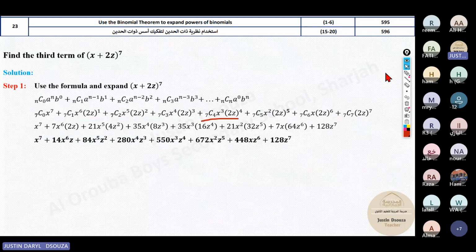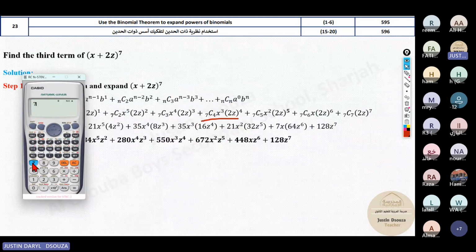Because some of you might directly do this term. How? I will just show you. You can directly solve this by 7C4 times 2 to the power 4. It's directly the answer, 560. Okay, what did I do wrong? 7C4, 2 to the power 4.